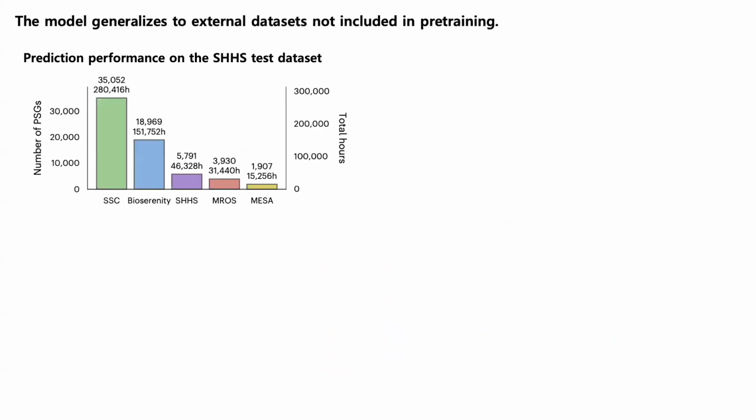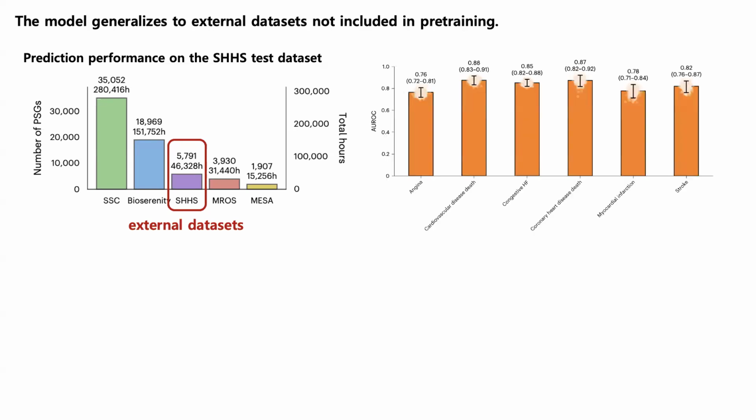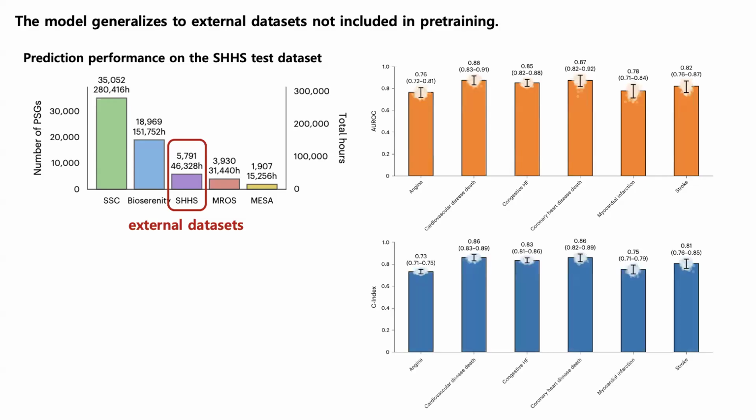Then the model generalized to an external data set not included in pre-training. They just extracted the SHHS data set, trained a model using the 4 data sets, and then tested it using SHHS. The performance looks like this. The upper one is the AUROC score, and the bottom one is the C index.